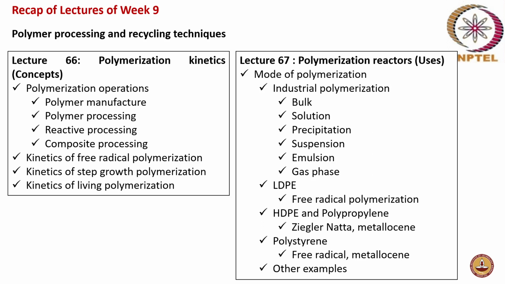In the next lecture, it was on polymerization reactors, the modes of polymerization. So what are the industrial polymerization operations? You have bulk polymerization, and then solution polymerization, precipitation, suspension, emulsion polymerization, and gas phase polymerization. The advantages and the key aspects of each of these polymerization processes were discussed in detail.